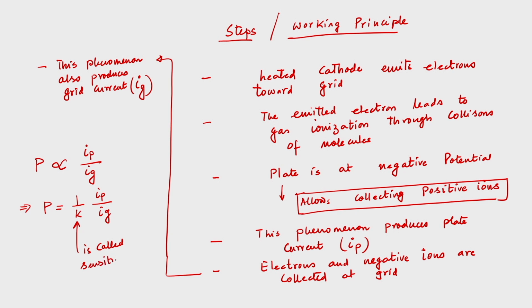Sensitivity of gauge. So, the proportionality constant K is called the sensitivity of the gauge. Now, see, the working principle is very easy.